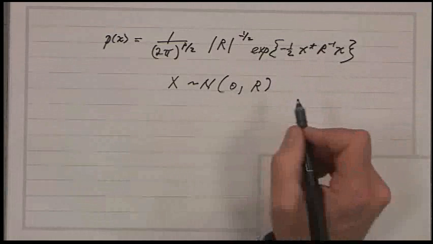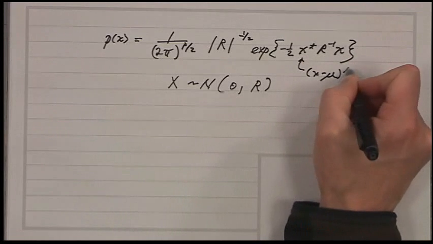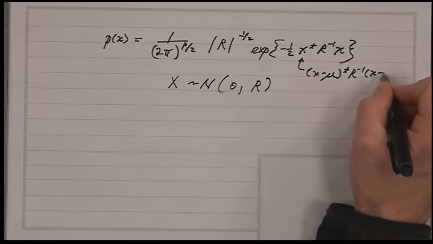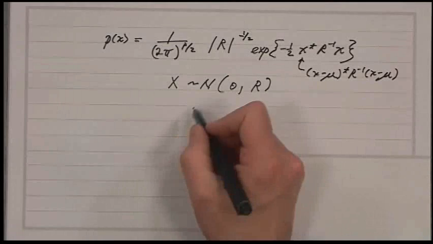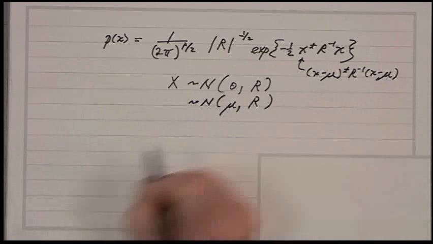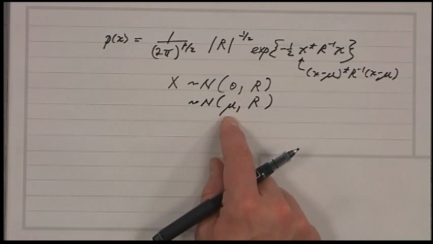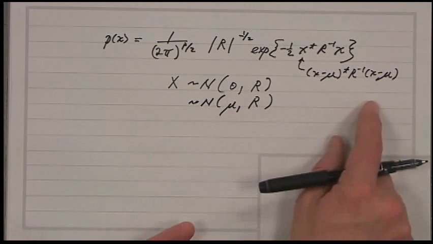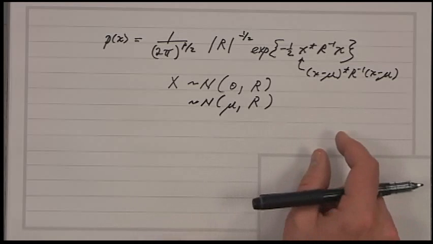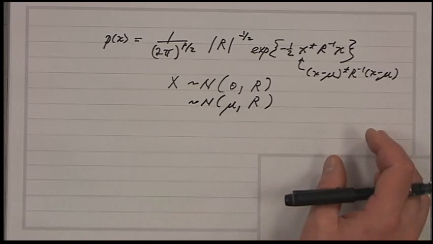Okay, if I had replaced x here with x minus mu, transpose R inverse, x minus mu, then in that case it would be normal with mean mu and covariance R. We'll usually consider the zero mean case because it's simpler to work with, and generally most things that are true in the zero mean case are easily generalized to the non-zero mean case.